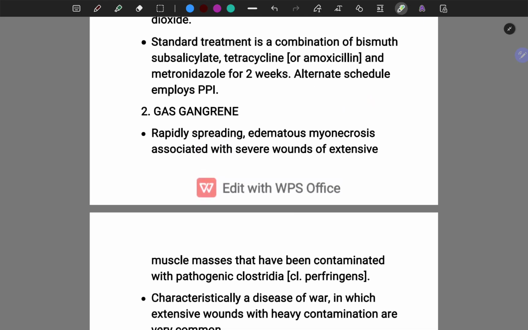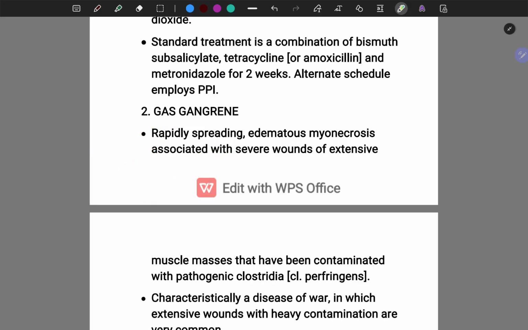So let's move into this. If the myonecrosis happens, there will be hyperkalemia, which will cause arrhythmias. And because of this myonecrosis, there occurs myoglobinuria, and that will cause kidney injury. So these three things you must know.